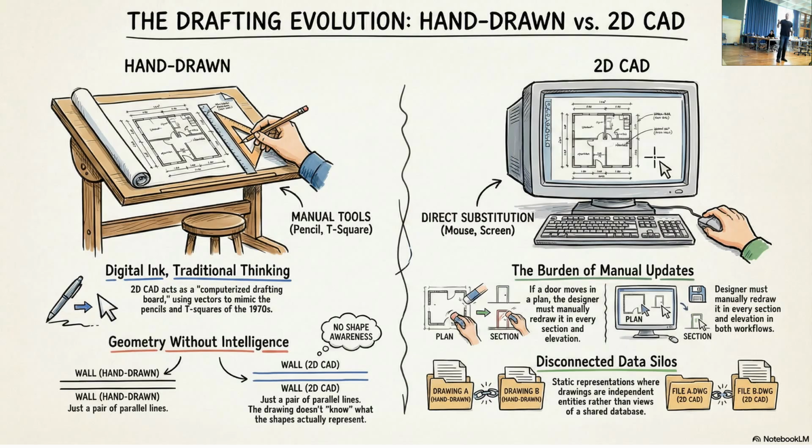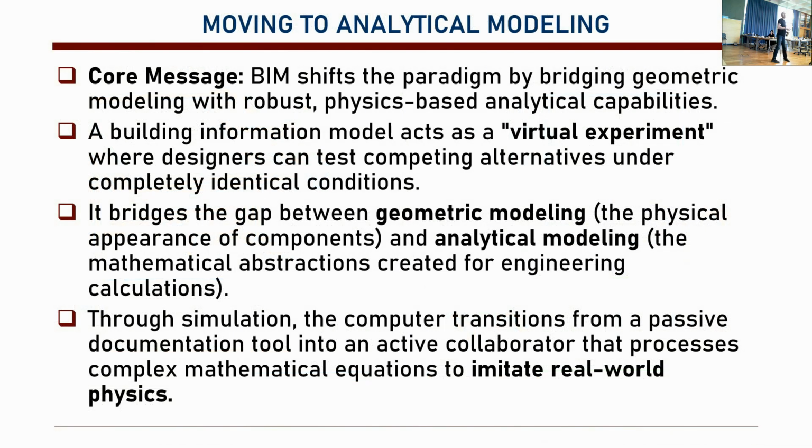Like hand drawing, where we use ink, pencils, etc., we create drawings, plans, sections, but they don't have any awareness. It is geometry without intelligence. It's the same drawing on the screen; only being drawn on the screen doesn't make any difference. So at the end, we need to do manual updates. This is the story of problems with CAD, which I repeated many times this semester. And disconnected data silos, like hand drawings in files, computer drawings in files, which are inaccessible to different people. That's the problem that we have.